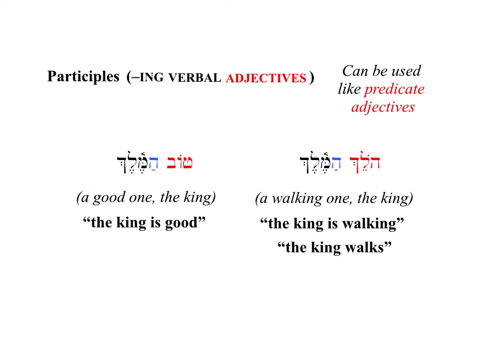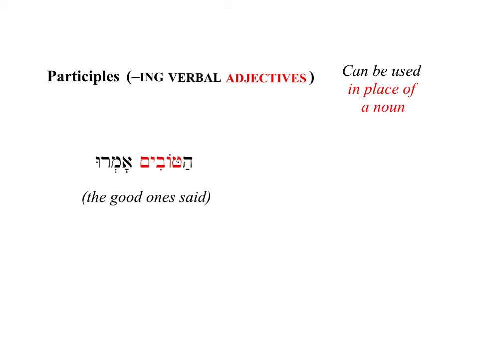So here we have a situation in which the predicate is clear because it goes at the front. It's the same construction we saw a moment ago. Tov Hamelech, good is the king. The king is good. Holek Hamelech, a walking one is the king, or the king is walking, the king walks. But like any adjective, you can also use a participle as a noun. It stands in place of a noun. So we could have a sentence something like this: Hatovim amaru, the good ones said. And we find that we have an adjective.